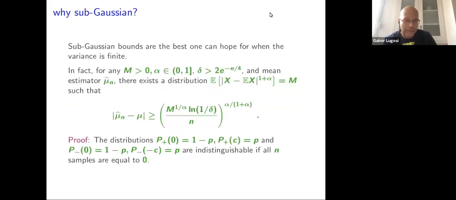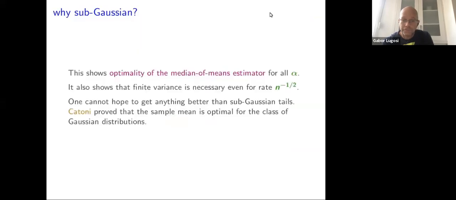Let me go back here. You can also see that we only get rates of 1 over square root of n if the second moment exists. If the second moment doesn't exist, there's no hope to get rates of 1 over square root of n. But as soon as the second moment exists, we actually get sub-Gaussian rates. Moreover, it was proved by Olivier Catoni that for the Gaussian distribution, you cannot do better than the empirical mean, and the empirical mean we understand perfectly: it has exactly Gaussian errors in that case. So if the second moment exists, we can get the sub-Gaussian inequalities, and if we want an estimator that works optimally for Gaussians, we cannot hope for anything better.